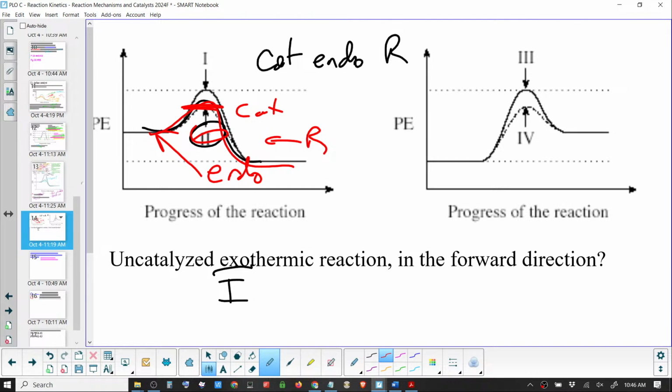Uncatalyzed endothermic in the forward direction. Elena. Exothermic still? Endothermic uncatalyzed forward direction. 3. Okay. So a little bit of a brain warm up.